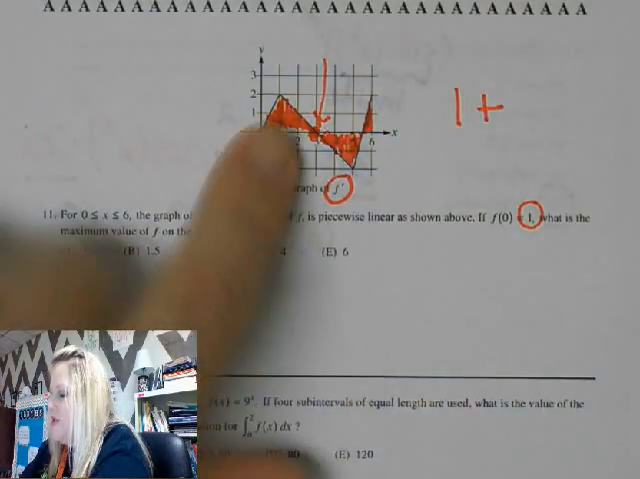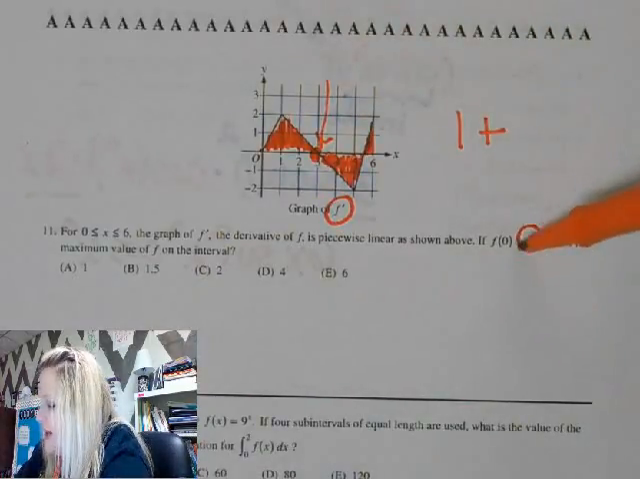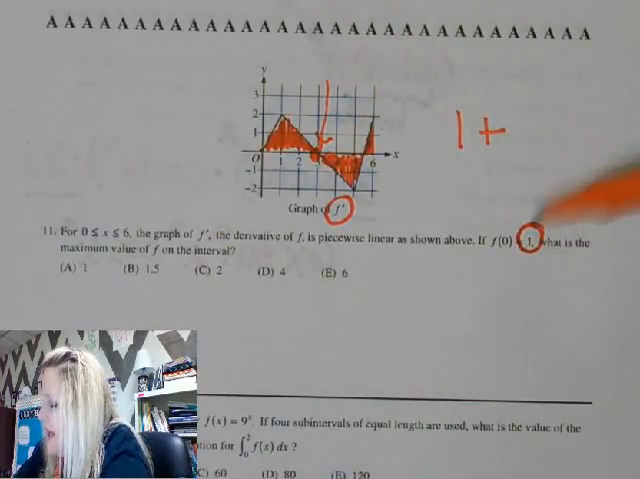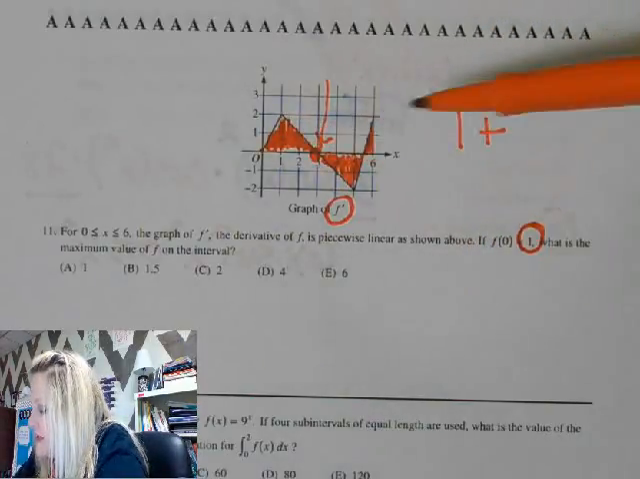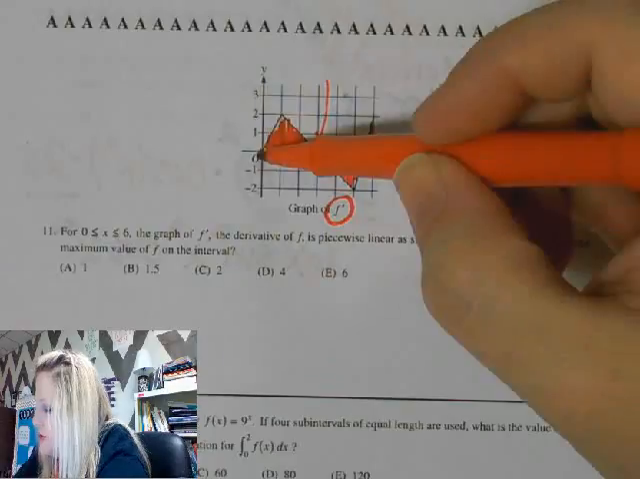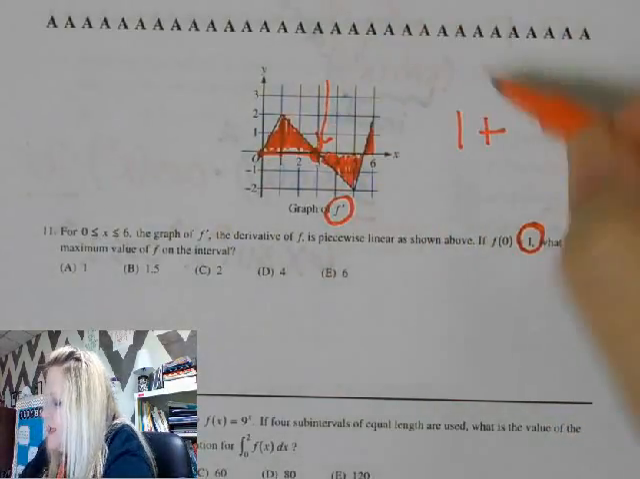So what we need to do is take the initial value of 1 and add this change in the value, which is the area of this triangle. So a triangle with a base of 3 and a height of 2. So its area is 3. So we should get 4.